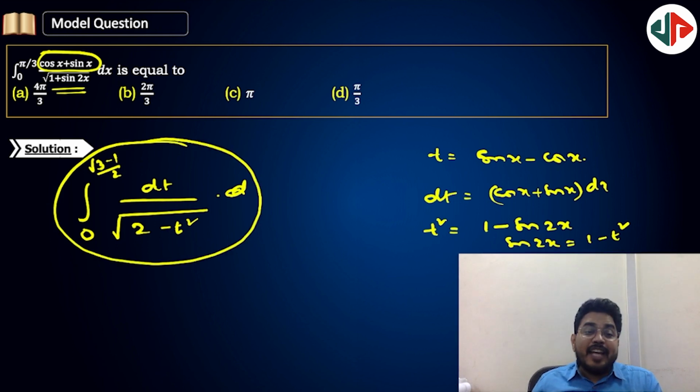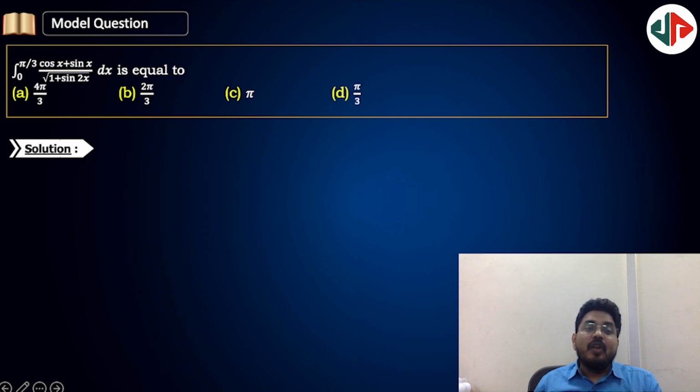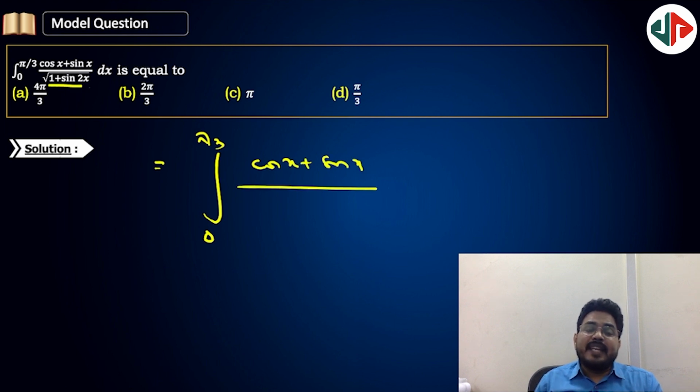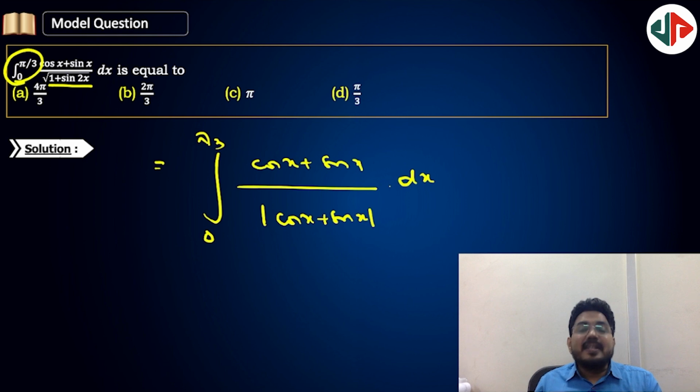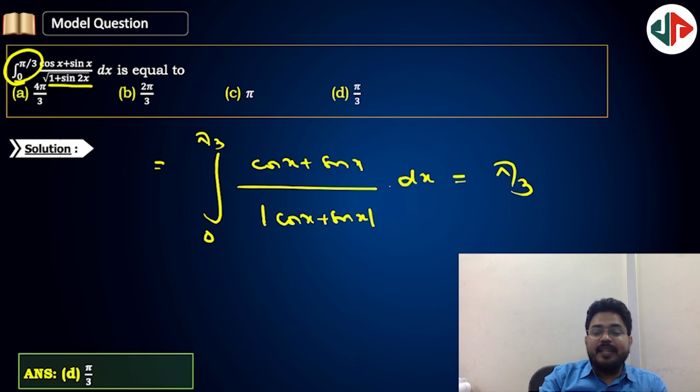Instead of this one, I got some much better way. What is that? I'll go ahead with the proper trigonometry. Integral 0 to pi by 3, this is (cos x plus sin x) by root of 1 plus sin 2x. It is modulus of cos x plus sin x dx. But in the interval 0 to pi by 3, sin x plus cos x is positive. So the value will be x. So you are going to get the answer as pi by 3 only.